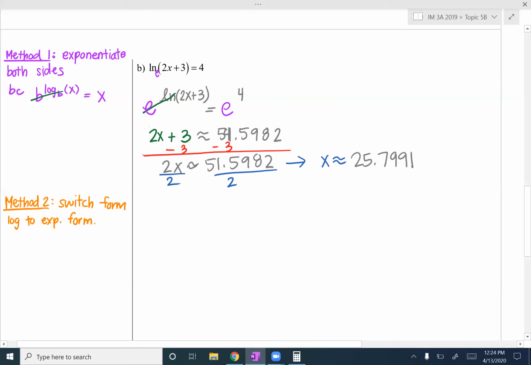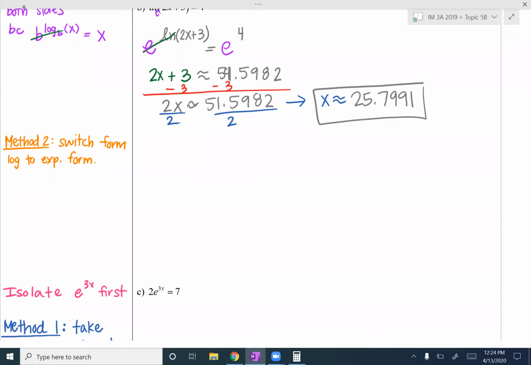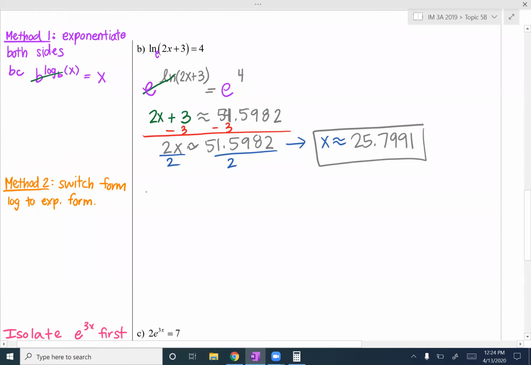So for this one, because now I have a log equation, I'm doing the opposite. And in that case, I exponentiated both sides. So I raised them up from the base of the log. So if I look at method 2, which is the same as the method 2 on the other one, I'm going to switch forms. So I'm going to rewrite my problem. I'm going to put a line because this one's a little bit close. So I'm going to rewrite my problem. I have ln of 2x plus 3 is equal to 4.